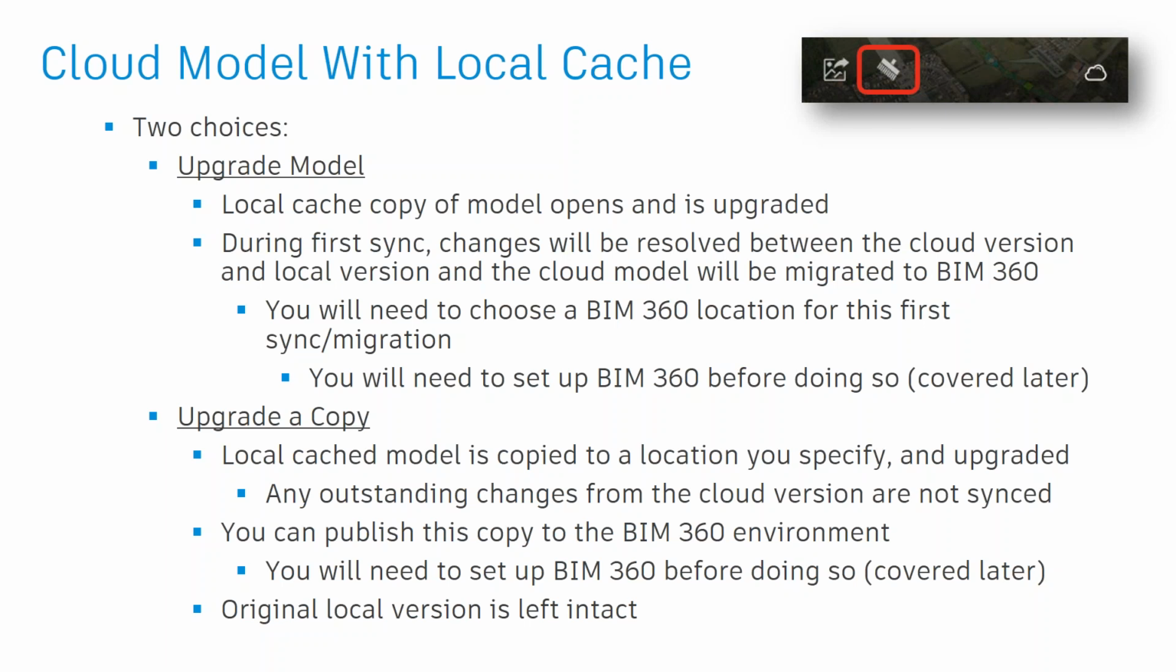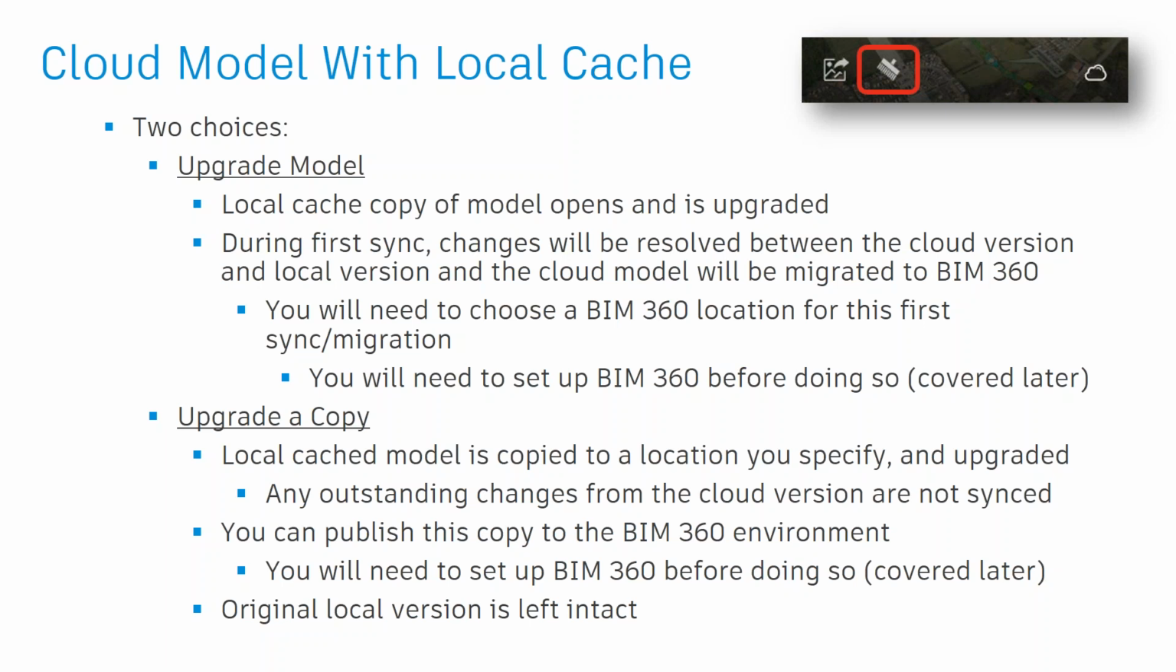Nothing to worry about. The first time you sync that model after upgrading it, you're going to go through a migration process, and it sounds like a big thing, but it's actually just one dialog box. During that migration process, you're going to choose a BIM 360 location for your model to now live, because you're migrating it over to the BIM 360 environment. And before it migrates it, it will ping the cloud version of the model, check for any changes, basically do a sync in the background between the local and the cloud version, get everything up to date the way it's supposed to be, and then migrate it over to the BIM 360 environment.